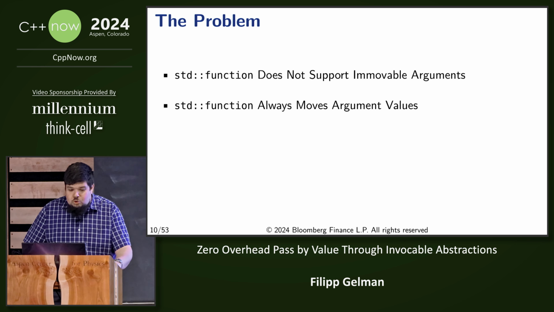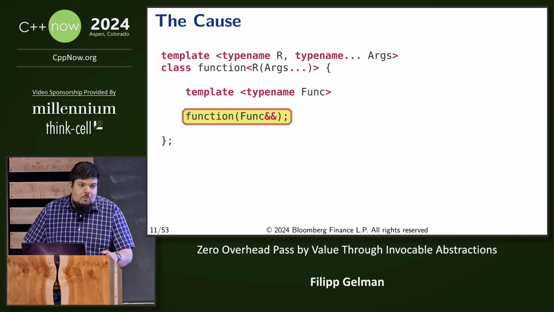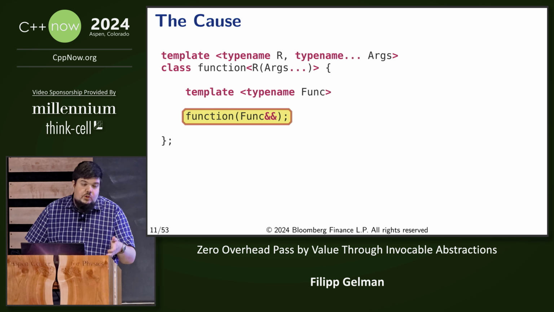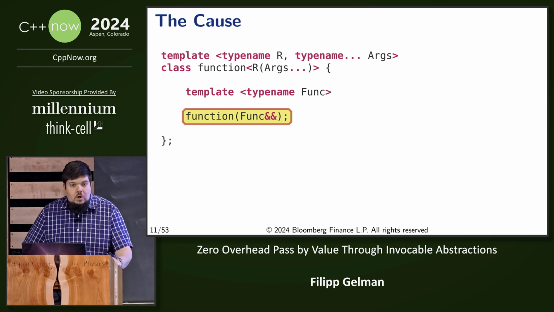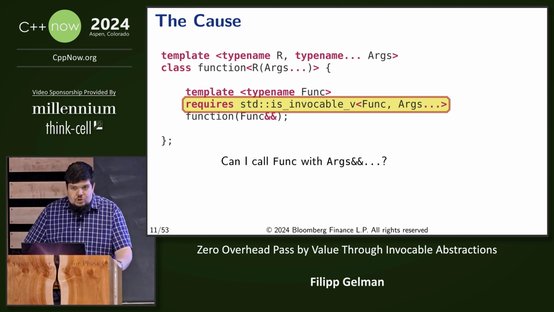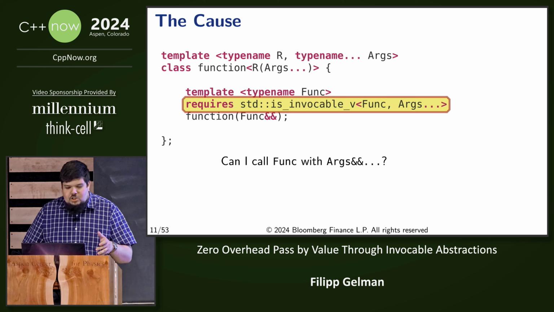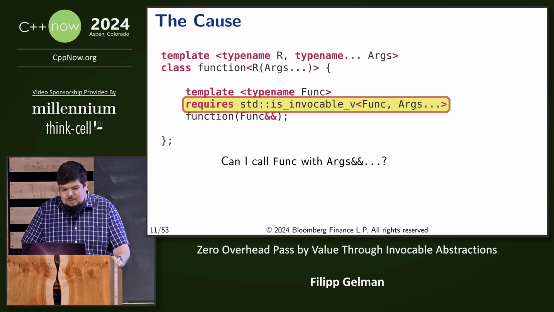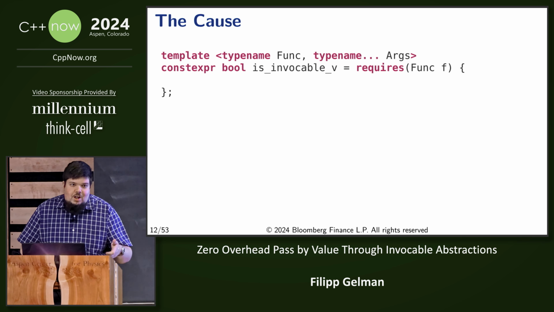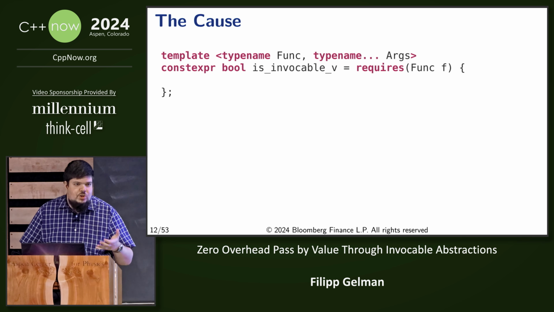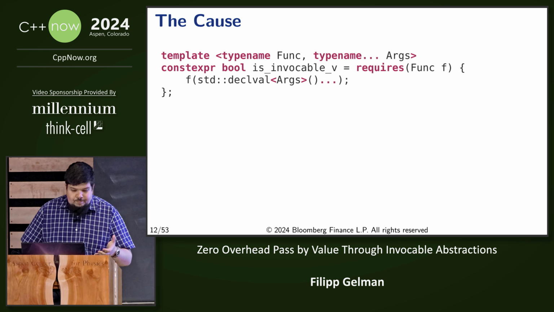To understand why it happens, let's look inside. So fundamentally, inside of an std function, you have the constructor, which is sufficiently constrained, right? It has to only permit objects which can be called with the arguments. And this constraint, it's not exactly like this, but this gets the idea across. It's saying, can I invoke this object with the arguments? And the way it determines that is, we can write a concept, right? That given an object of our type, let's try to invoke it with the argument values.